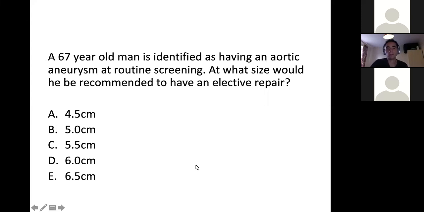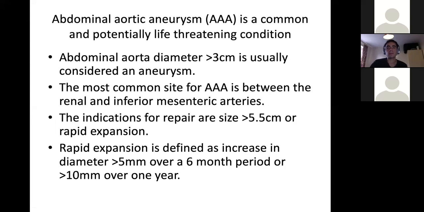Okay, so we'll just go through briefly about AAAs. You call it an aneurysm when it's over 3 centimeters. The commonest site for it is between the renal and inferior mesenteric arteries. And then you think about repairing it. If it's over 5.5 centimeters, you'd recommend repair, in fit patients.